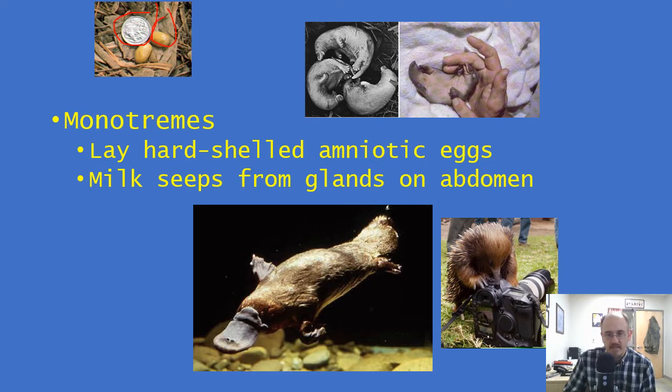You can see this includes 2 major groups, the duck-billed platypus, seen here, and this one's known as an echidna. I'm sure I can butcher the spelling of that for you. Something like this, echidna, okay, and you can spell platypus yourself.